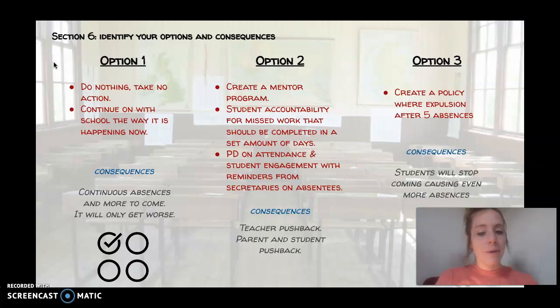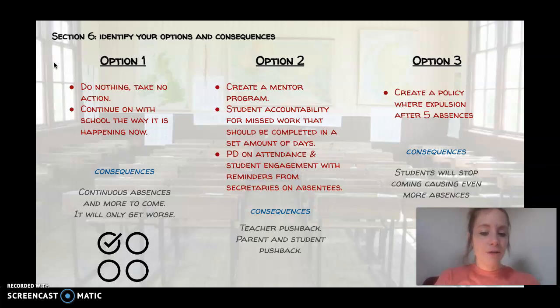So what I mean by that is we could have professional development on teaching about how to be a mentor for these students, and also student engagement, because when students want to come to school, then you don't have to worry so much about the absences. So helping teachers really reach those students in a way that makes them want to come to school.